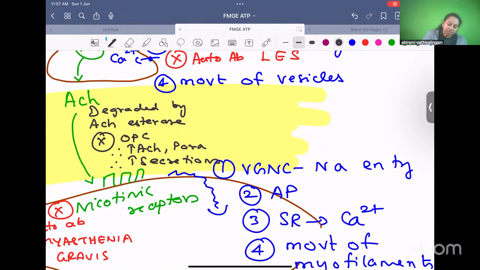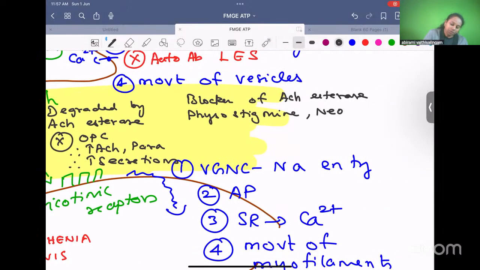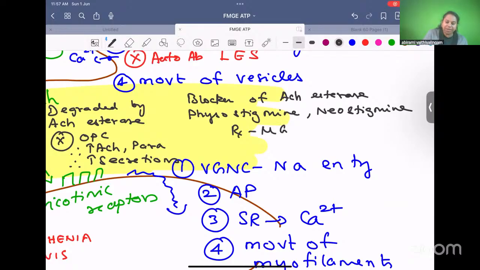There are also drugs which do the same. Blockers of acetylcholine esterase: physostigmine and neostigmine. Physostigmine and neostigmine, not botulinum. It is not botulinum. Botulinum toxin is different. It is a blocker of SNARE protein. So don't confuse botulinum. I will come to botulinum. Physostigmine and neostigmine are used in the treatment of myasthenia gravis.